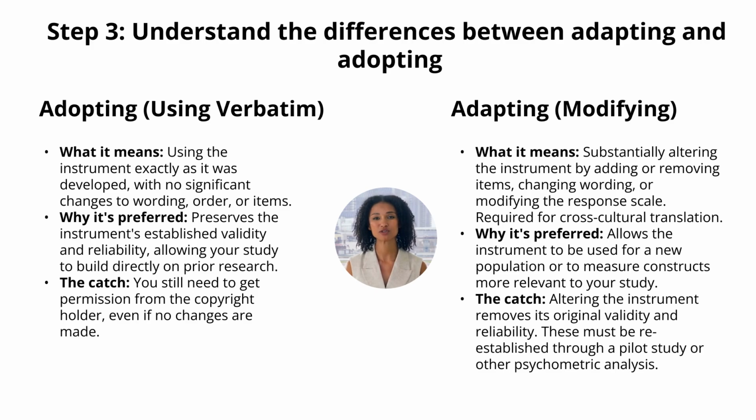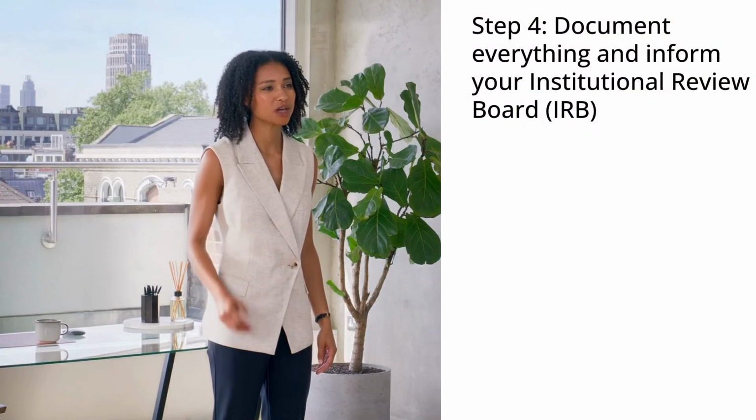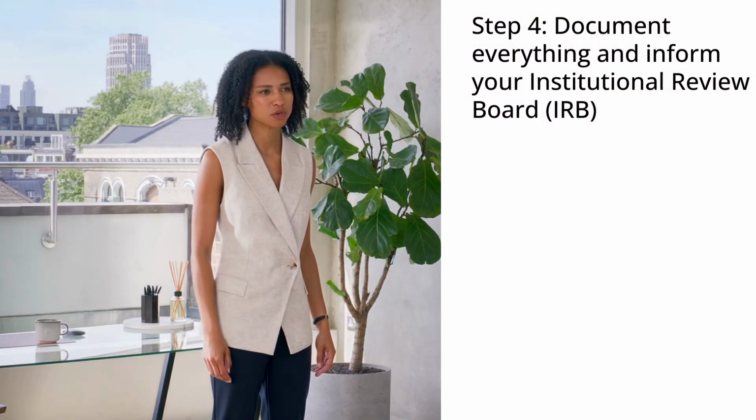When you adapt an instrument, you make substantial changes, such as modifying wording, adding or removing items, or adjusting the response scale. This is common in cross-cultural research. However, since the original validity and reliability no longer apply, you must re-establish them through a pilot study or psychometric testing. Step 4. Document everything and inform your institutional review board.